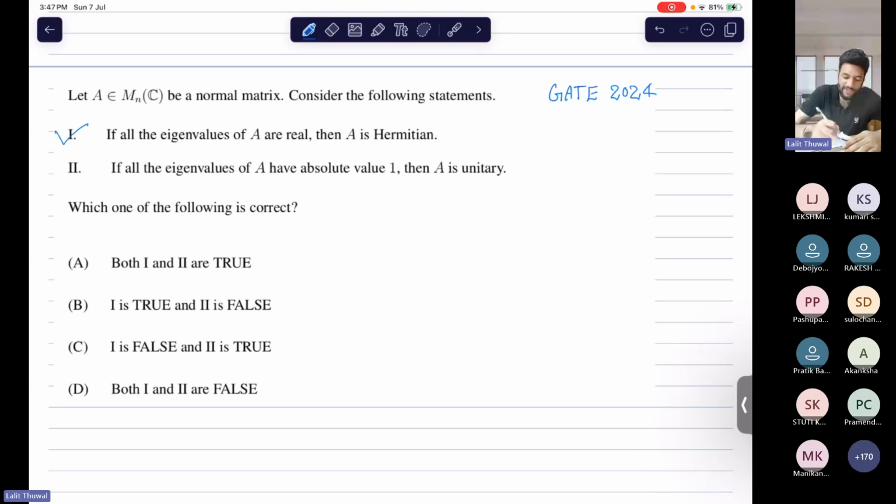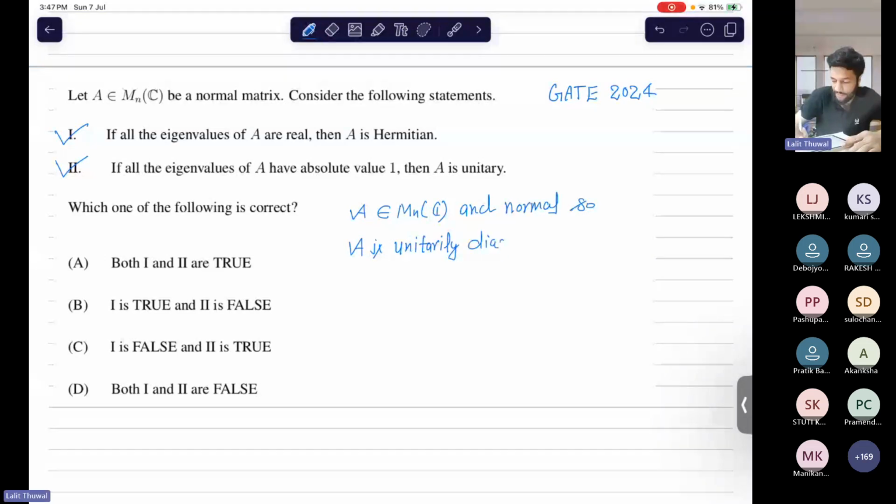So both are true options. Why? Let me explain it to you. Let A be a normal matrix. Consider the following statements. A belongs to M_n(C) and is normal. So A is unitarily diagonalizable. You have read about it in the first lecture, diagonalizable. A normal operator is, in the first or second lecture, in anything.